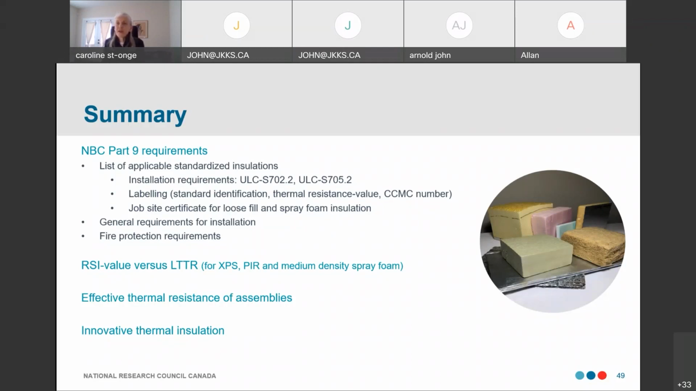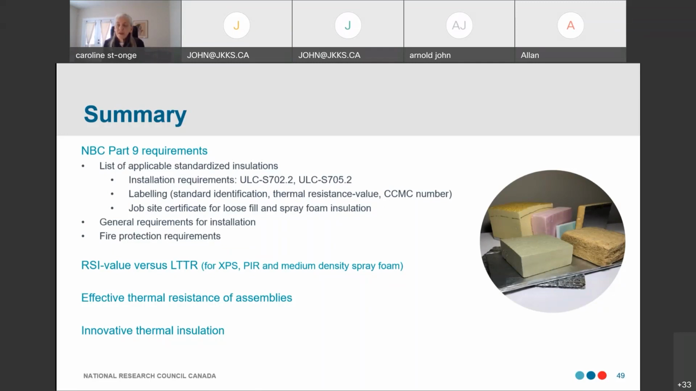So a label should include the identification of the standard, the proper thermal resistance value, and it's good if there is a CCMC number on the product as well. There are other requirements for labeling, but I wanted to emphasize these aspects.